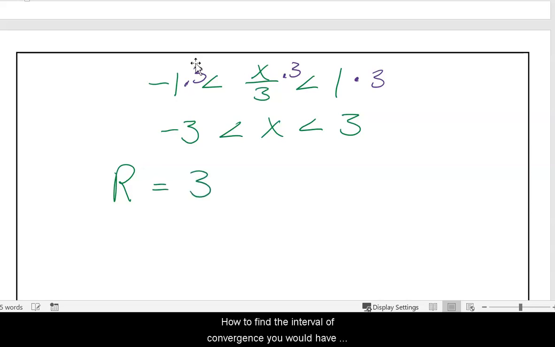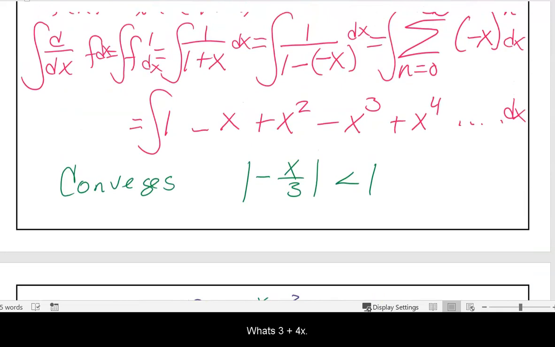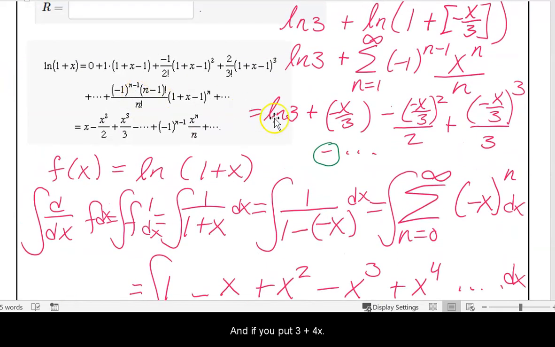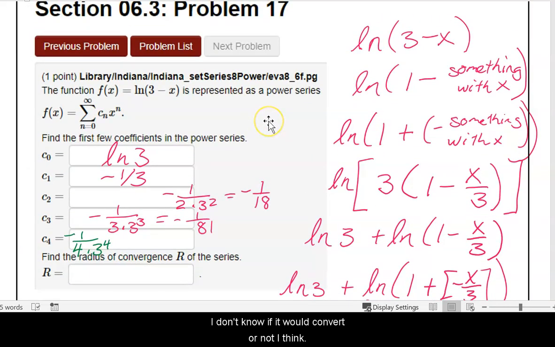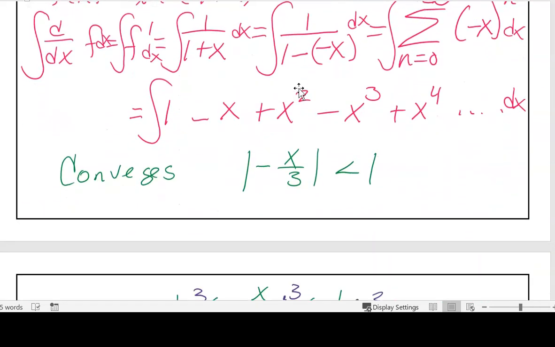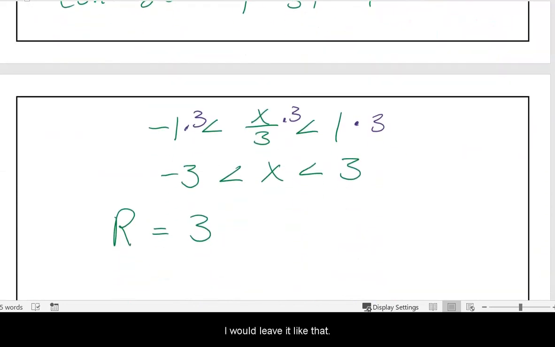Now to find the interval of convergence, you would have to take the 3 and plug it in to see what you would get if you put 3 in for x. In whichever formula you wanted to look at it, I don't know if it would converge or not. I think not for sure at 3, since natural log is not even defined there. And at negative 3, it might. So I would leave it like that.